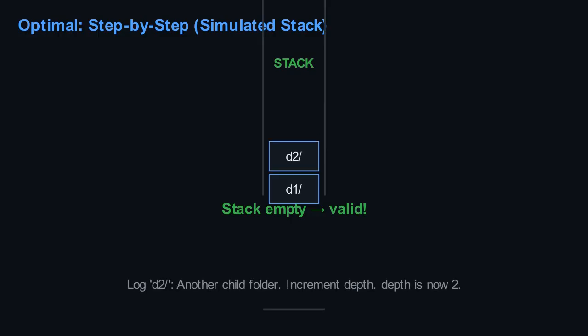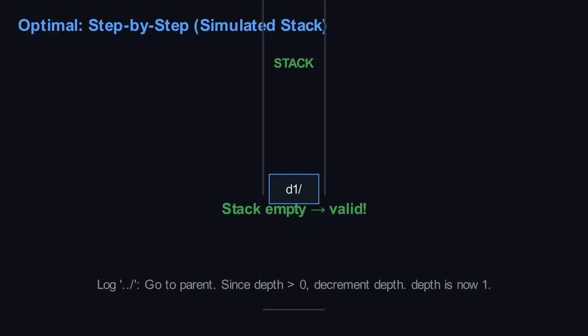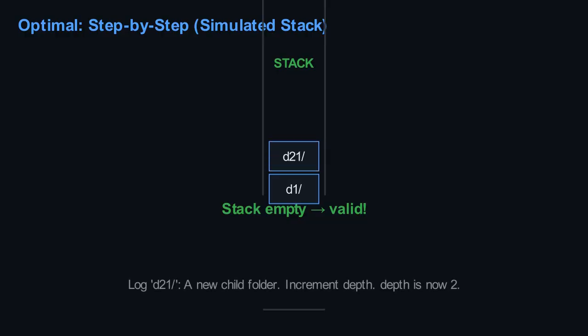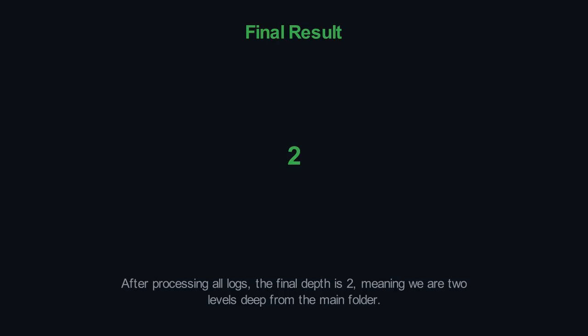Then, ../ means go to parent, since depth is greater than 0, we decrement it to 1. D21 is a child, increment depth to 2. Finally, ./ means stay in current, so depth remains 2. If we had another ../ right after, depth would become 1, and if we hit it again, it would become 0. But since we only have 2 levels of depth, we stop there. After processing all logs, our depth variable is 2. This is the correct answer, as it represents 2 levels deep from the main folder, which is the minimum number of operations to return to the main folder.